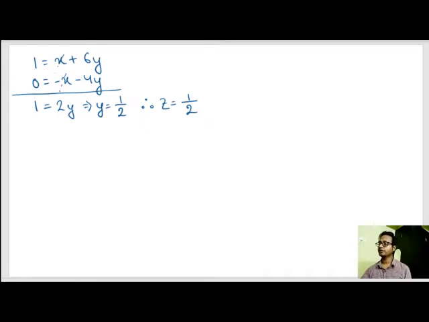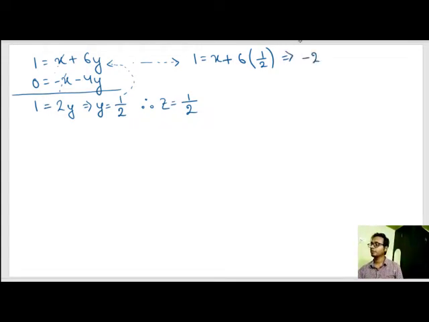Now you can substitute y in any one of these two equations and you can get the value of x. Suppose I substitute the value of y in this first equation. Okay, so what do we get? I get 1 plus 6 into the value of y, which is 1 by 2, or 6 into 1 by 2 is 3, so x is equal to minus 2. x is equal to minus 2.